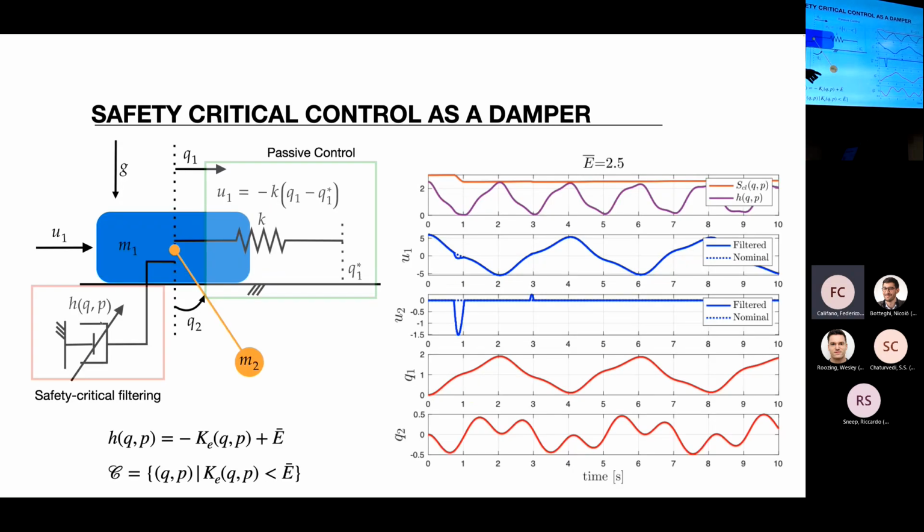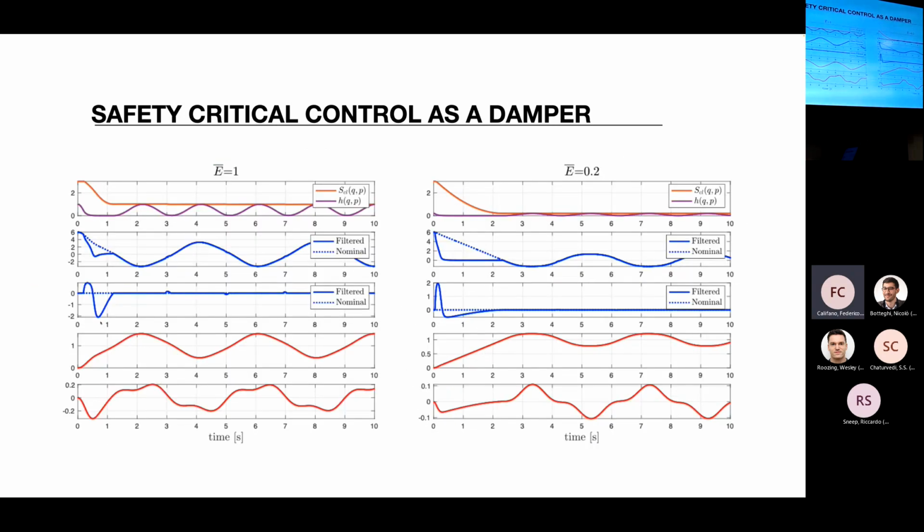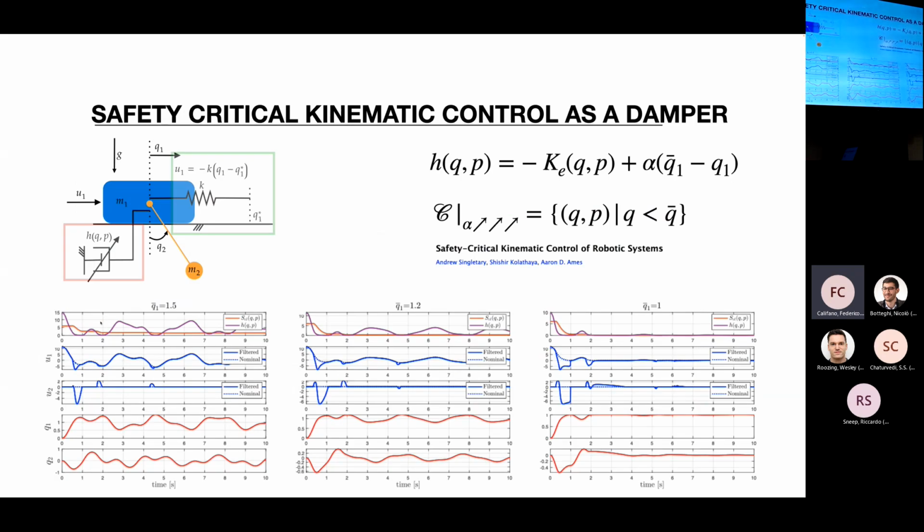So I did it for different E-bars, for different kinetic energy, and you see that I really control the steady state oscillation around the set point just by means of the CBF algorithm. The damper works in a region which is encoded by the CBF. I did the same for another CBF, which is the kinematic constraint. That is, I'm giving the same control input, okay, which would oscillate around 1 forever.